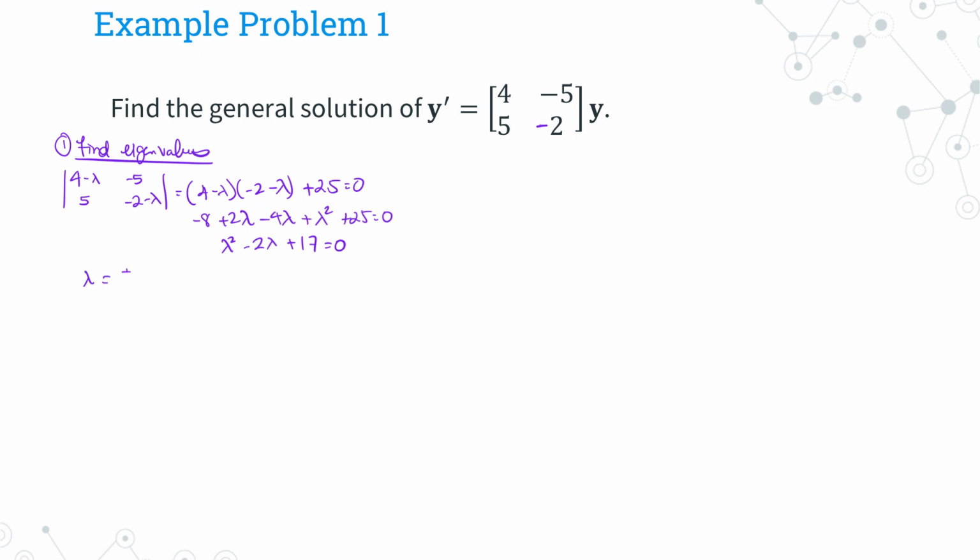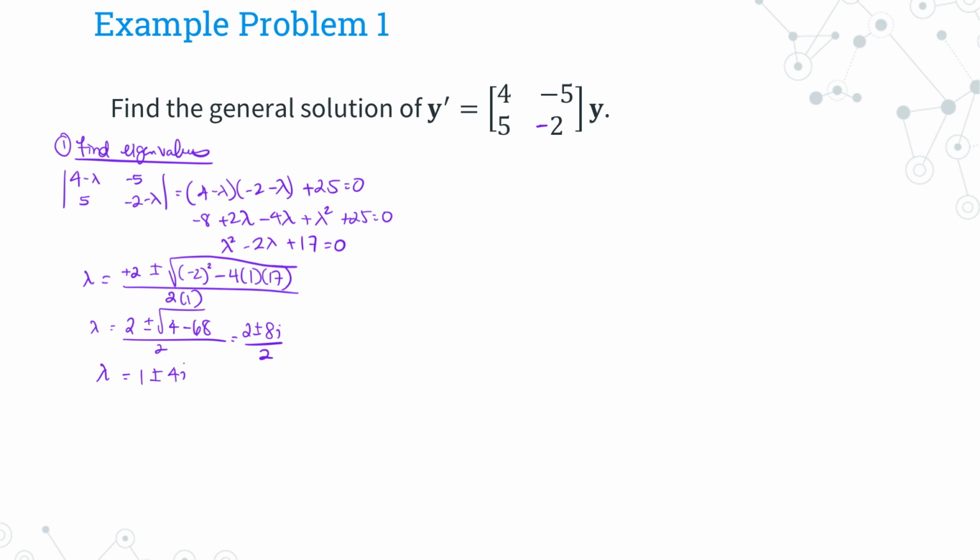So negative b, so positive 2, plus or minus the square root of b squared, so negative 2 squared, minus 4 times a times c, all over 2a. Or we get a lambda of 2 plus or minus the root of 4, right, minus 4 times 17, which happens to be 68. So 4 minus 68 square root all over 2, or we end up with 2 plus or minus 8i all over 2. Our lambda here is 1 plus or minus 4i.